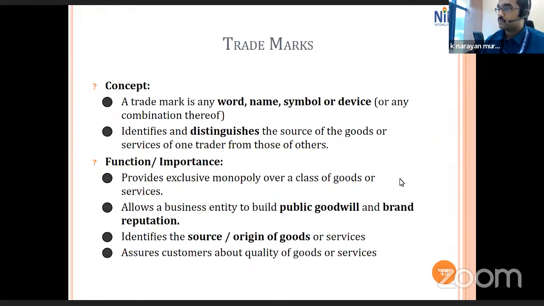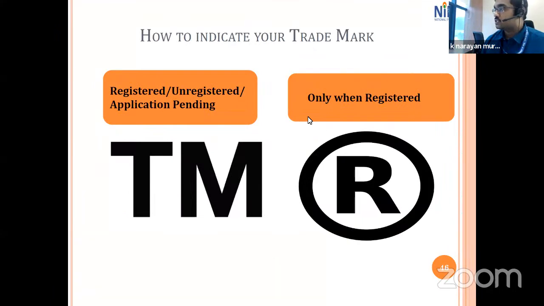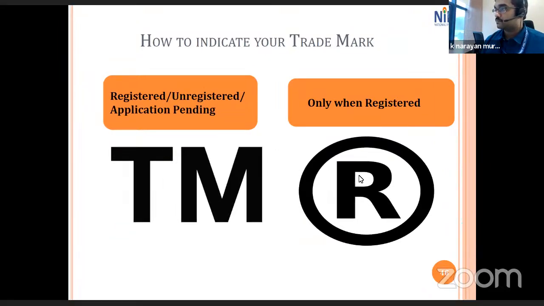Okay. So on the right hand corner of your trademark, you will have either a TM sign or an R sign. TM means the application is pending, that you have applied for your trademark but it has not been fully accepted. R means it has been fully registered. Okay.